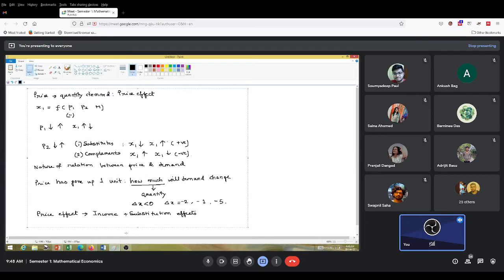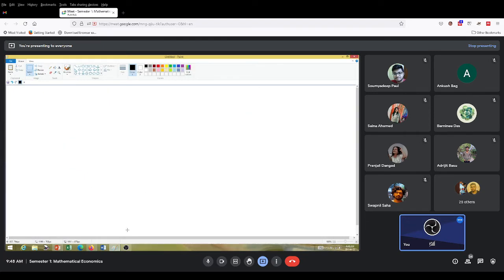Before going through this decomposition, you need to know the mathematics of consumer equilibrium. So I'll briefly cover this because actually it's a topic which is discussed in the second semester. So a consumer will maximize utility subject to a budget constraint. So this is the budget constraint, this is expenditure, and expenditure has to be equal to income. Okay.